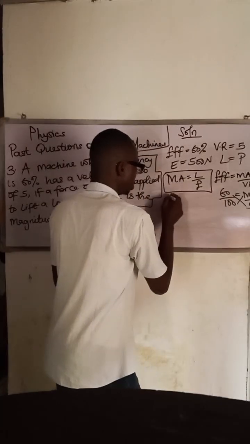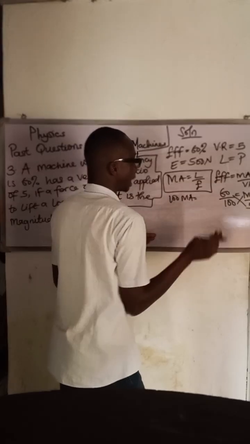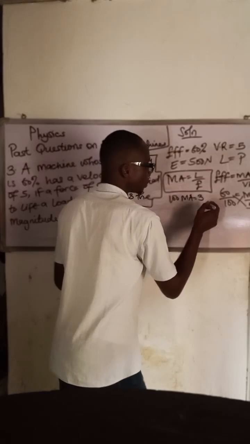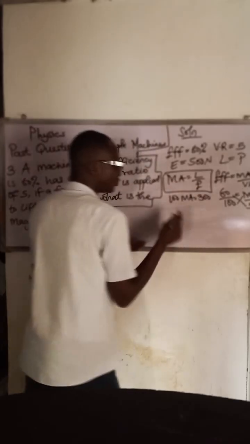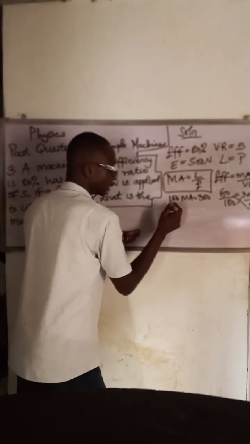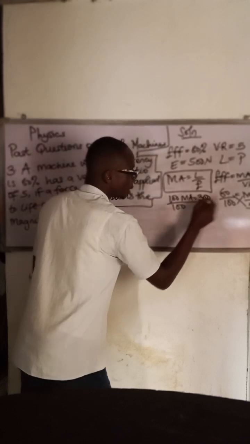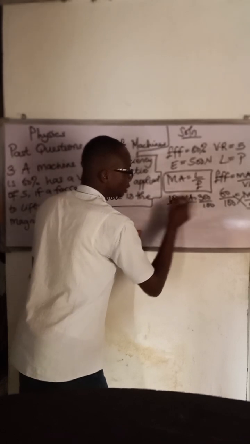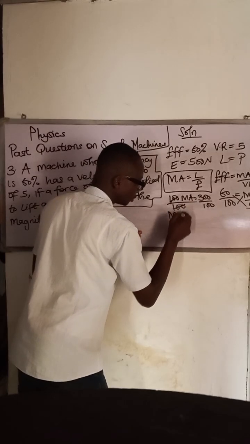100 times MA, you have 100 MA is equal to 60 times 5, which is 300, right? Then what do you do? You divide both sides by 100 because we're looking for the mechanical advantage, which is MA. So you divide here by 100, divide here by 100. This will cancel this out. Then the mechanical advantage is equal to 3.